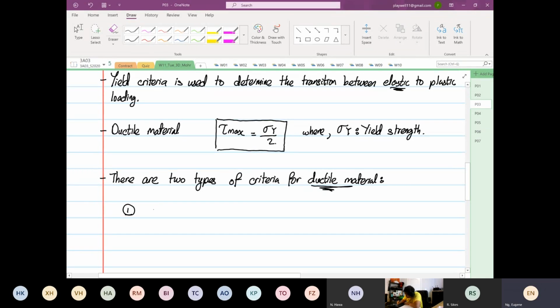is the maximum shearing stress criterion. And this is usually known as Tresca.